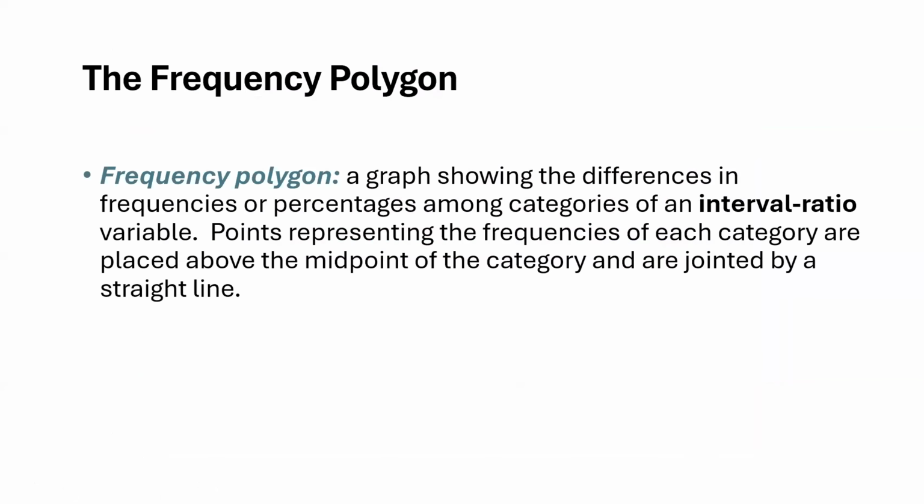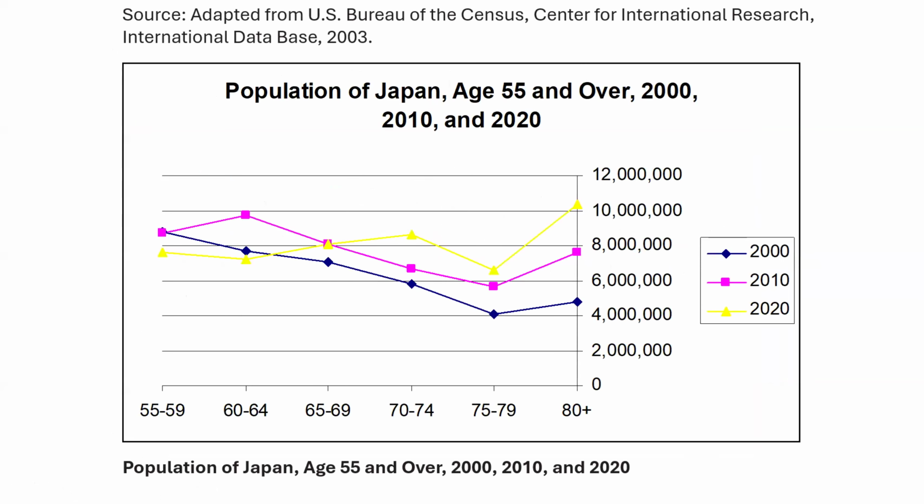Now the frequency polygon. A graph showing the differences in frequencies or percentage among categories of an interval ratio variable. You all know what an interval ratio variable is. We are talking about numerical values here. You can see this. We will plot all these graphs when we solve data science problems in the data science classes. I just wanted to give you the picture of how they look and when we use them.